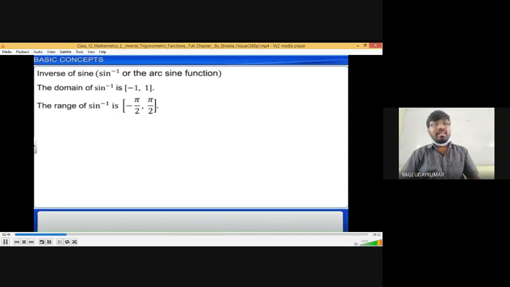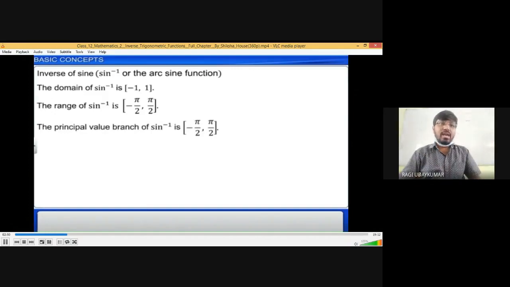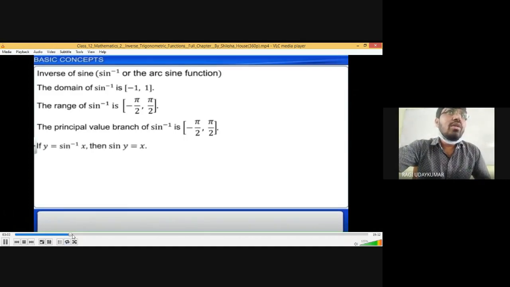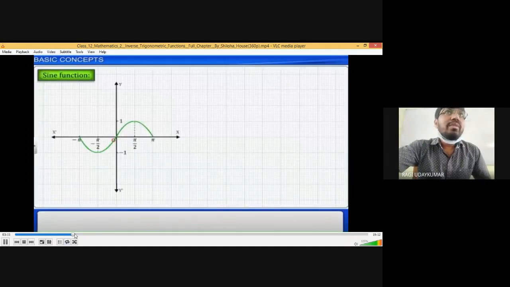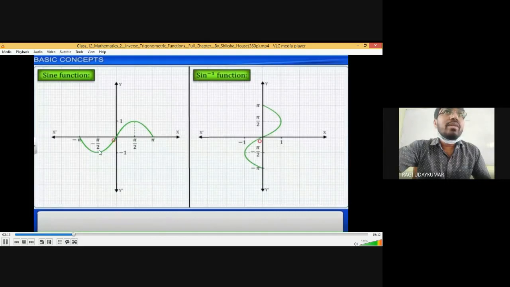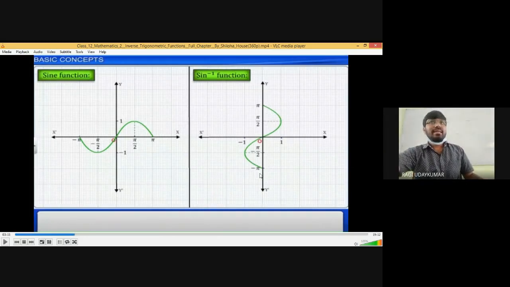The domain of sine is minus pi by 2 to pi by 2. What will be the domain of sine inverse? What is the range of sine? That will be the domain, and the range will be minus pi by 2 to pi by 2. Whatever minus pi by 2 to pi by 2 is taken is called the principal value branch. Now the sine function graph looks like this, the first one, and the inverse function graph will be like this.